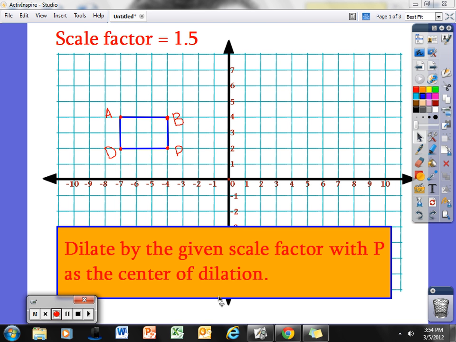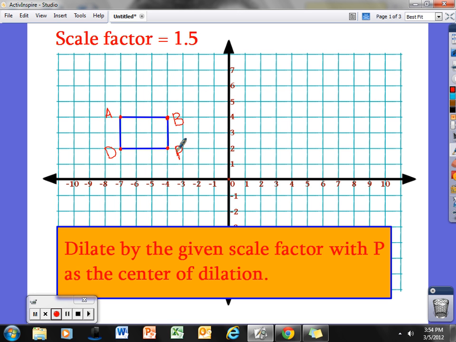Scale factor, and when you already have the center of dilation located as one of the points of your shape. So, if I take a look here, I have rectangle PBAD. Now, I have to dilate by the given scale factor with P as the center of dilation. So that means point P is not going to move. Everything's going to dilate from this point. There's not going to be a P prime. P will stay right here. Everything's going to dilate from point P.